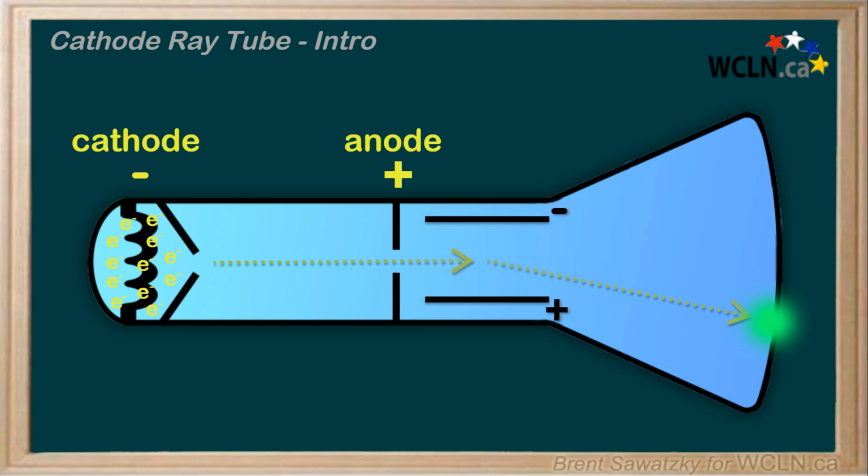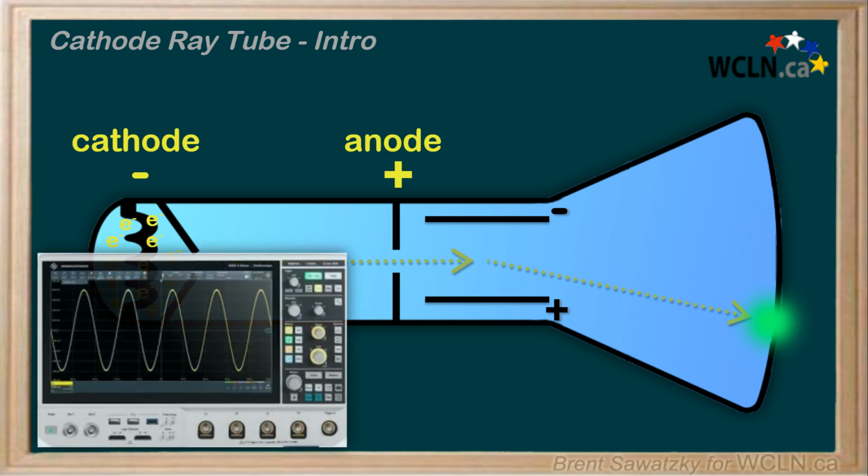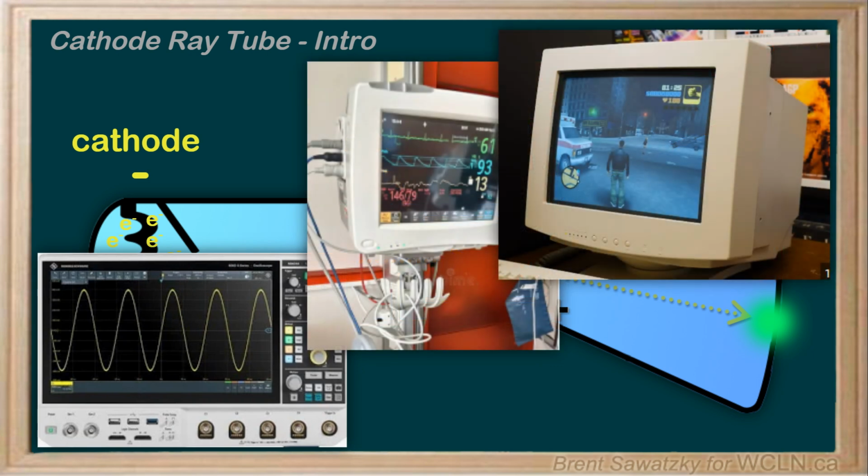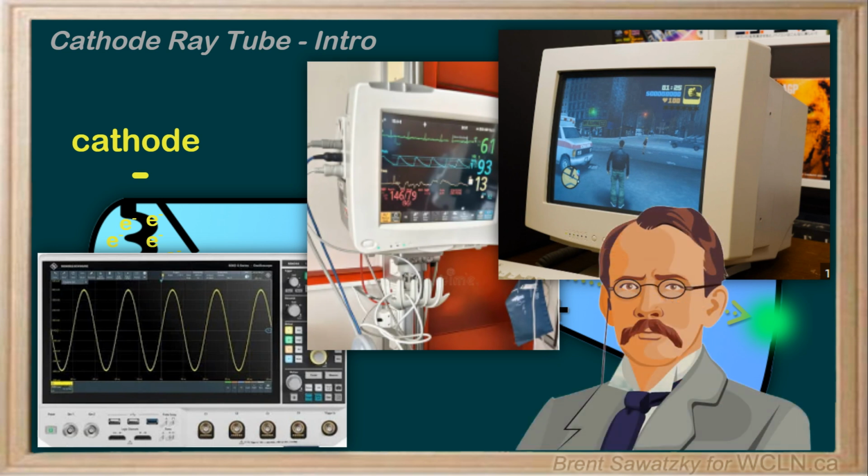And this principle led to a lot of inventions, including oscilloscopes, lots of medical equipment, and the original TVs and computer monitors. And back to J.J. Thomson, well, back then, finding that voltages could predictably deflect the beam in the tube led not only to confirming the existence of electrons, but also allowed a better understanding of electrons' mass and charge.